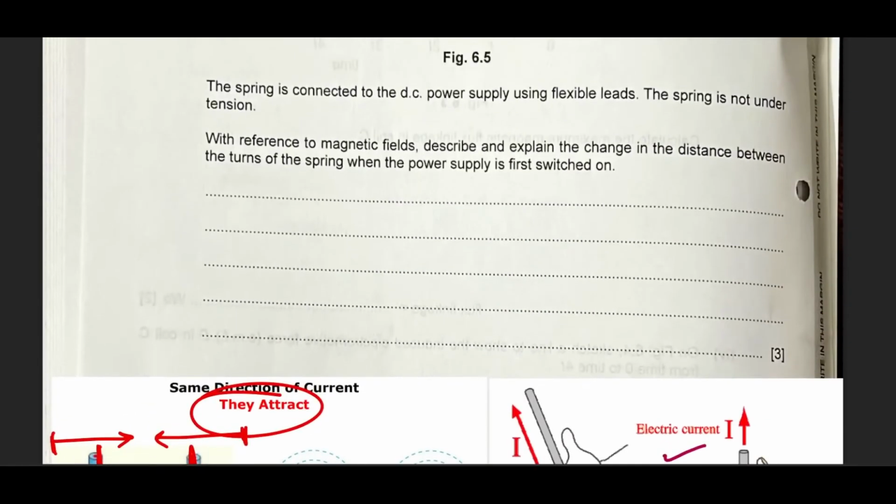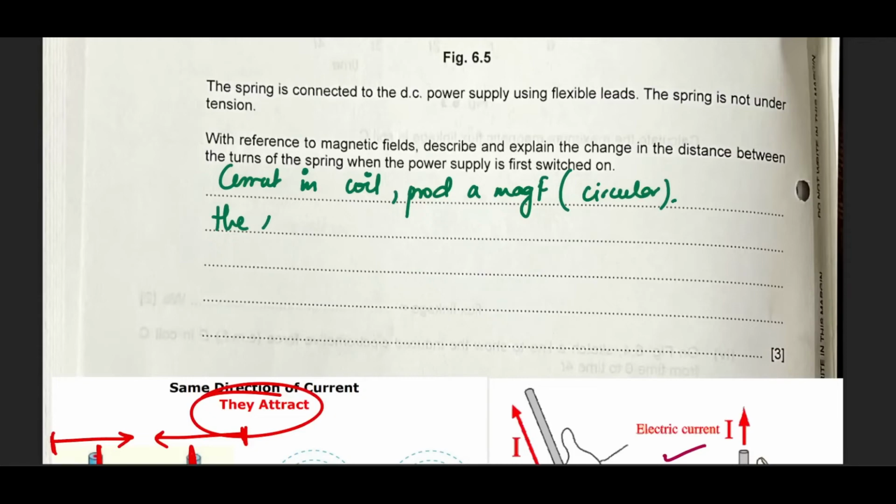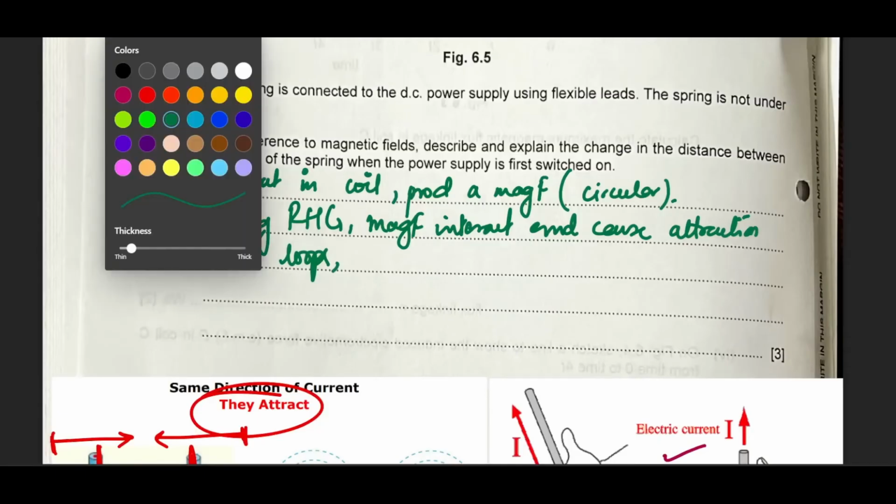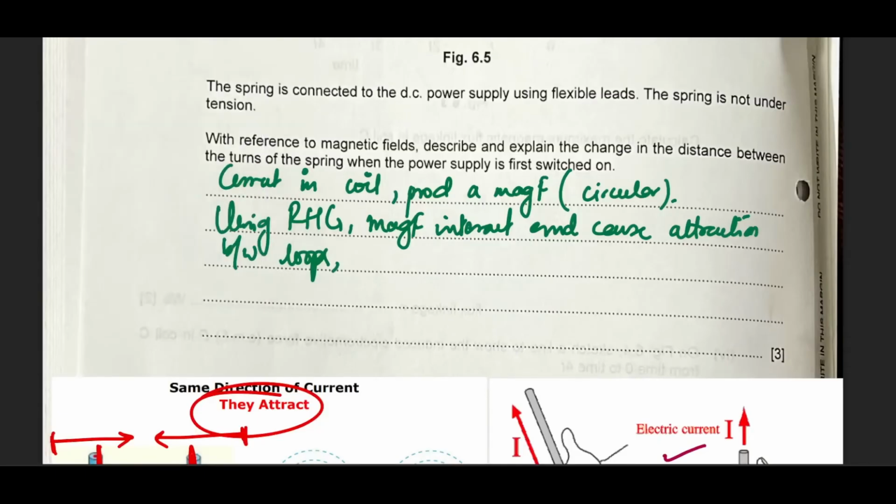So how will you mention this? You will say that there is a current in the coil. What does it do? Produces a magnetic field that is circular. Or you can say, using the right hand grip rule, we figure out that the magnetic fields interact and cause an attraction force between loops.